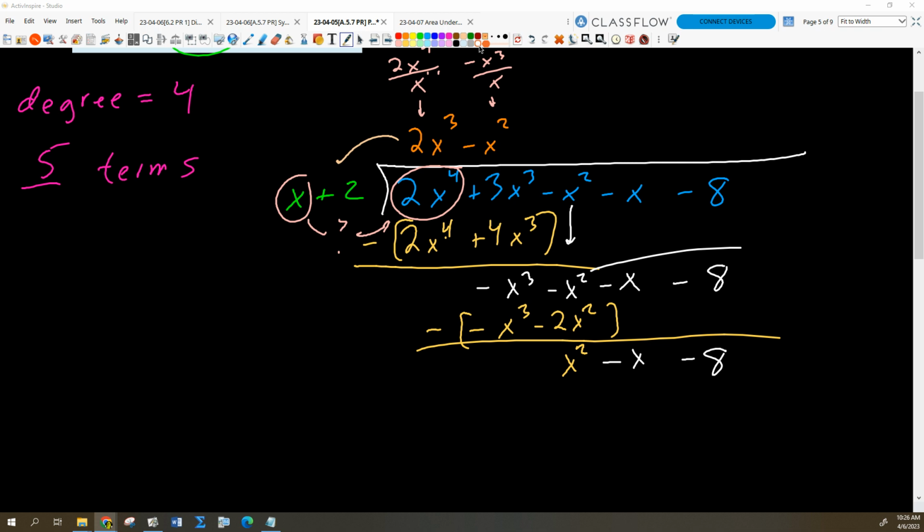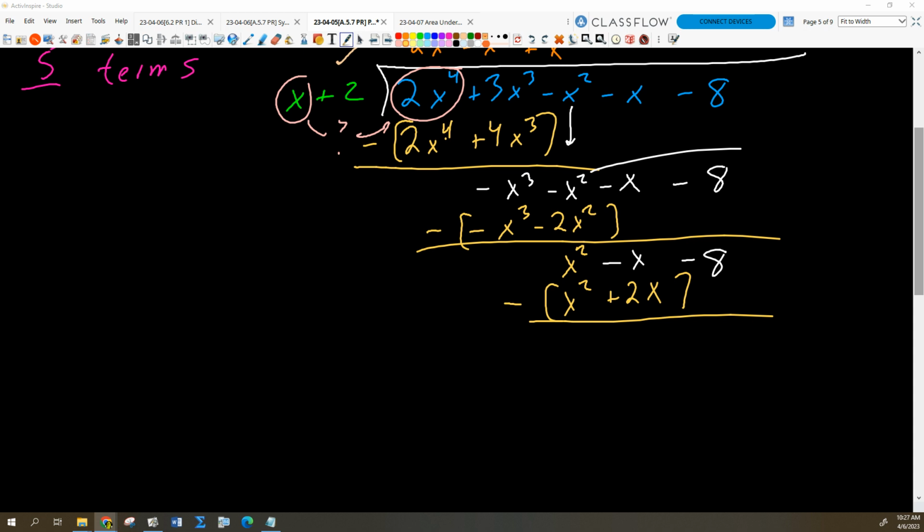Go again. X times what is x squared? Positive x, right? So I put a plus x. I distribute. X times x is x squared. X times 2 is 2x. So I put a plus 2x. I subtract in triangles. X squared minus x squared cancels. This is our x column. -1 minus 2 is -3. So I get a -3x minus 8.